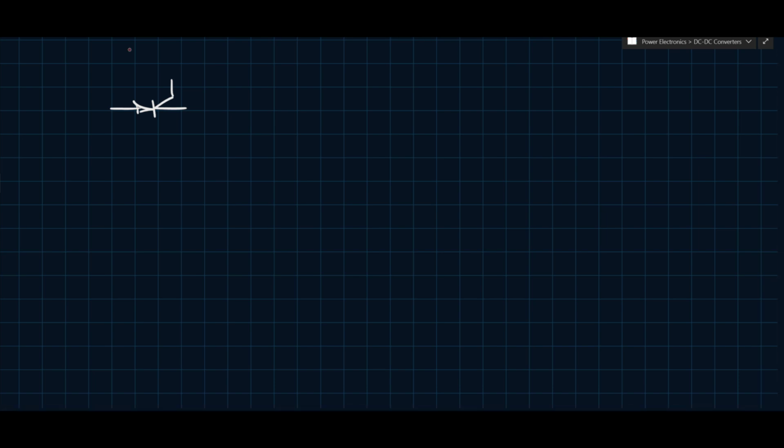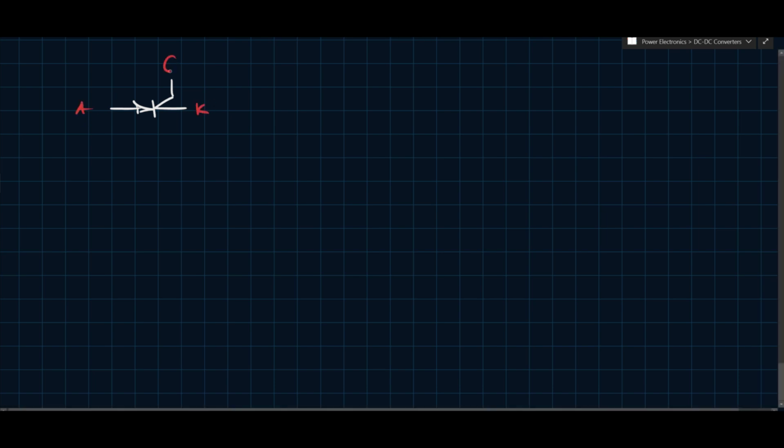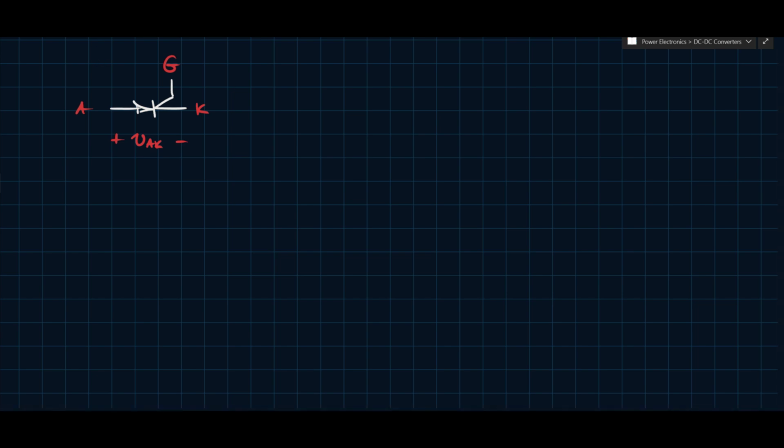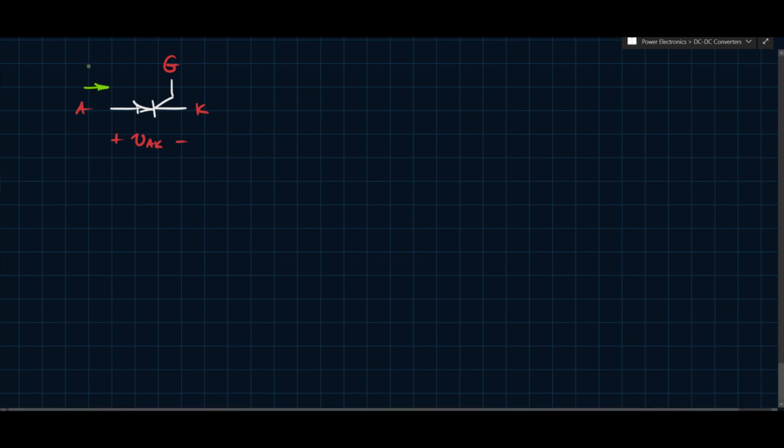Essentially the SCR is a semiconductor device. The circuit symbol looks like a diode, except there's a third terminal. So you have the anode, the cathode, and then you have a gate. The way this device operates: you have a voltage, VAK, as we usually do, and a current, let's call it IAK. Then you'll have another current here, we'll call this IG, the gate current.